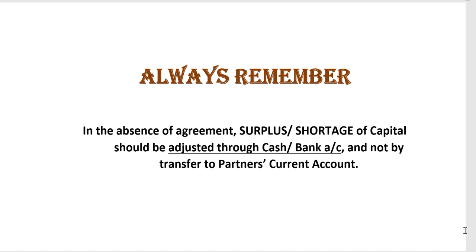Always remember, in the absence of agreement, surplus or shortage of capital should be adjusted through cash or bank account and not by transfer to partner's current account. So where there is nothing mentioned in the question, we will have to deal with the surplus or shortage of capital through cash or bank account and not through the partner's current account. We will continue this video with two very small example sums to help us understand this concept better.